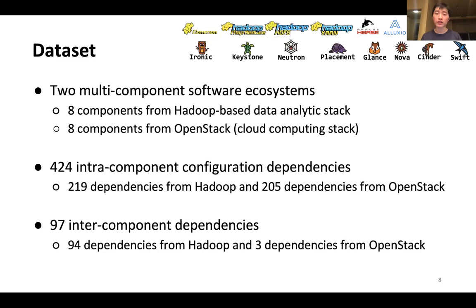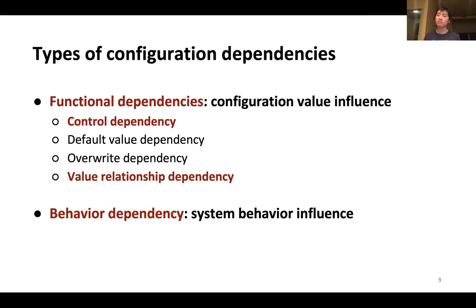219 dependencies out of them are from Hadoop, and 205 out of them are from OpenStack. We find 97 inter-component dependencies in total. 94 out of them are from Hadoop, and 3 out of them are from OpenStack. After we build this dataset, we try to categorize each dependency case into different types.